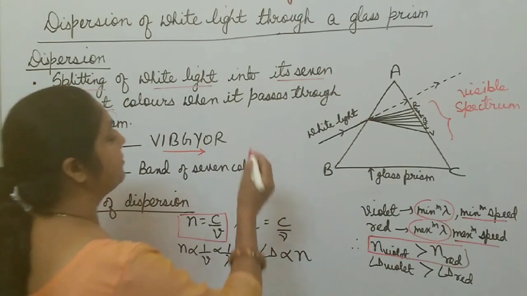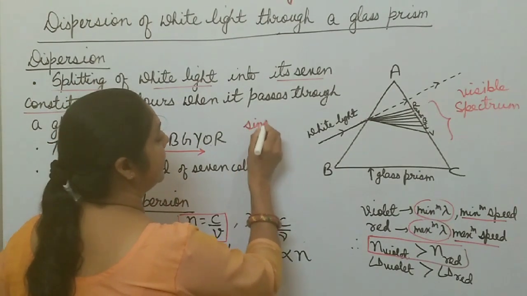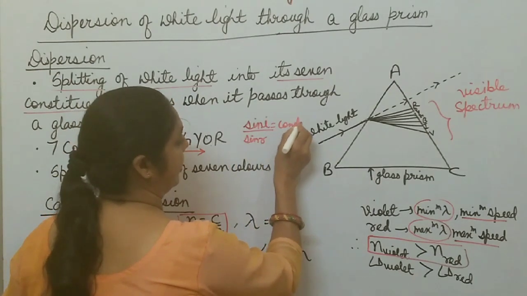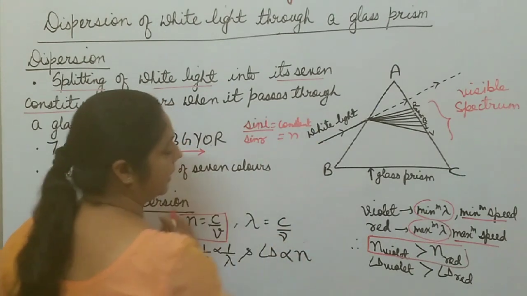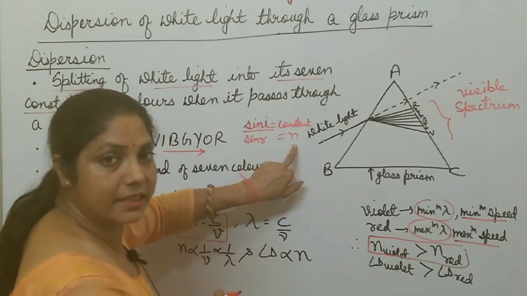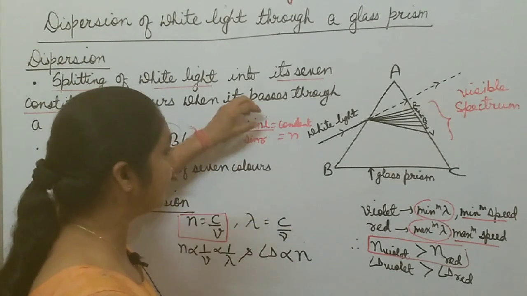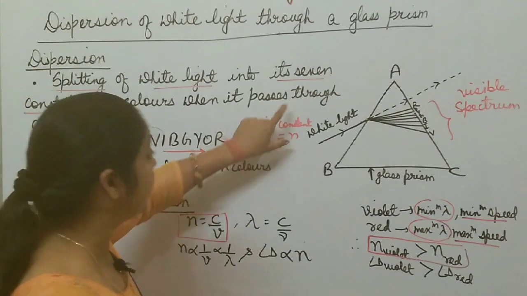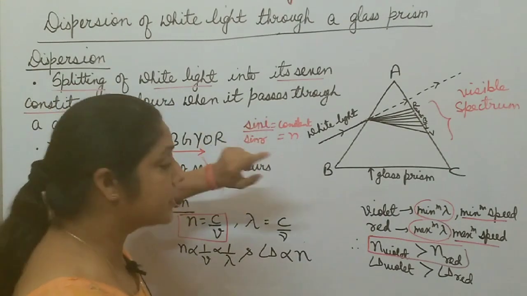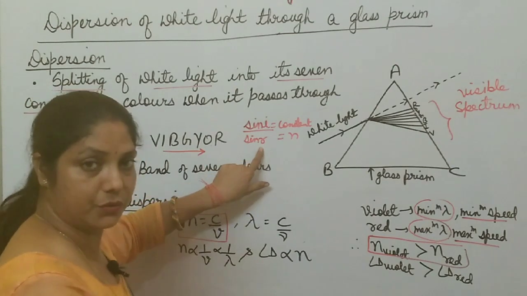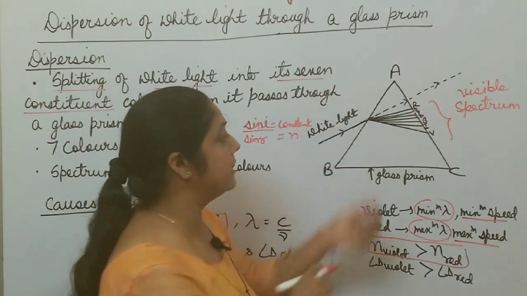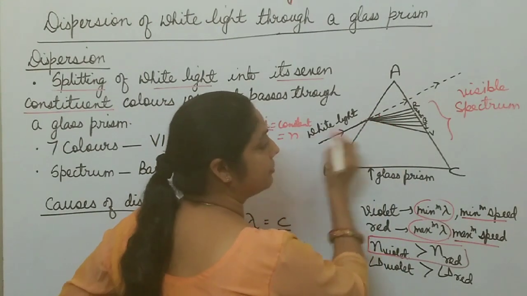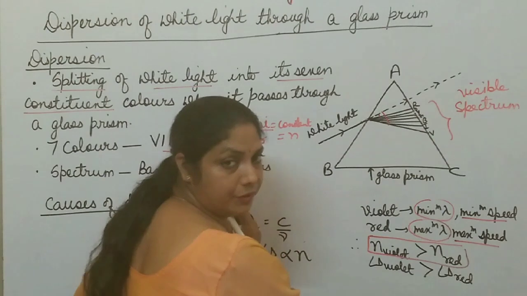Now what happens? You know Snell's law, sin i by sin r equals some constant, and that is the refractive index. So if refractive index is different for different wavelengths, but i is constant, then to keep this ratio constant, if i is constant and n changes, it means r also changes. That's why different colors have different angles of refraction. Here red color has this angle of refraction, violet color has this much angle of refraction.